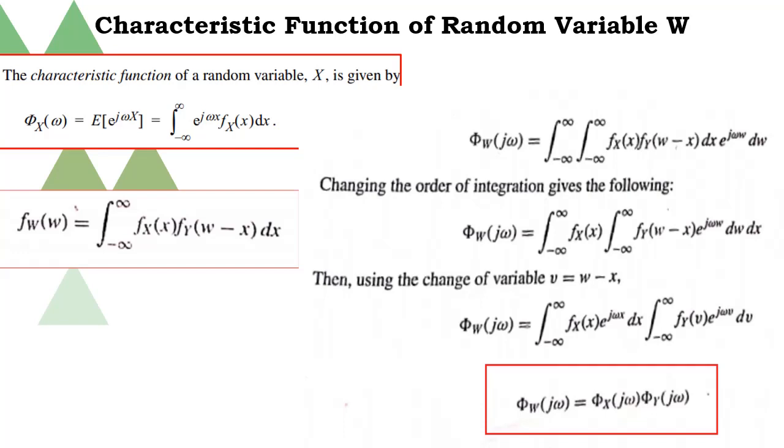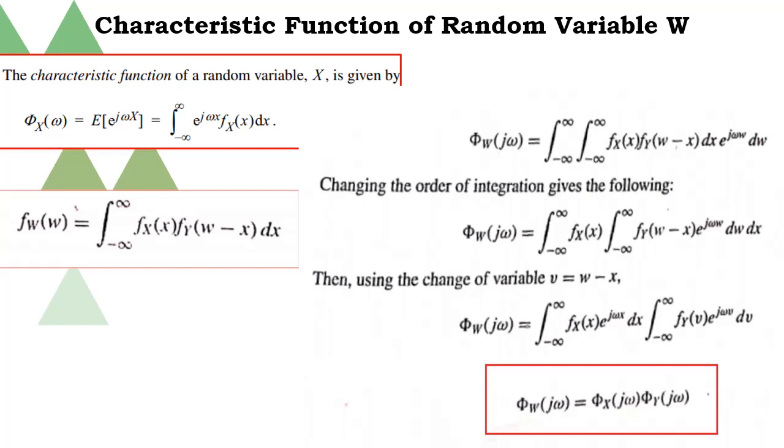integration from minus infinity to infinity. So this is just the expression for expectation. Integrate from minus infinity to infinity e to the power j omega x f_X(x) dx, where f_X(x) is the PDF of the random variable X. Now we can say that this characteristic function provides a sort of frequency domain representation of the random variable.